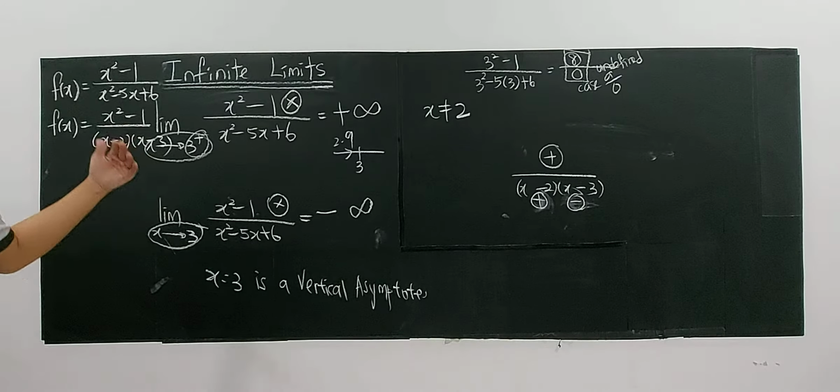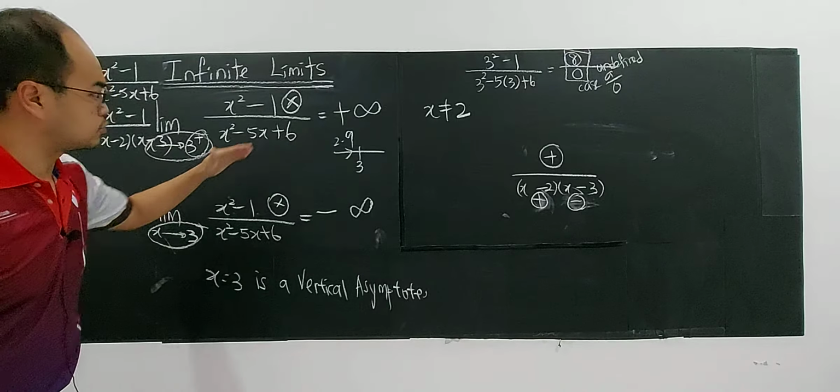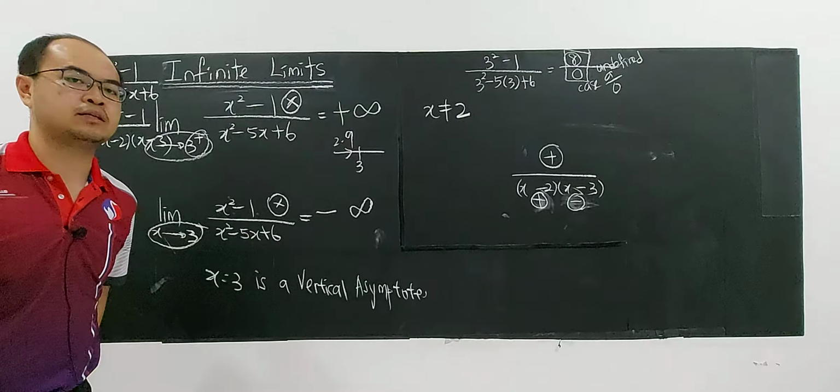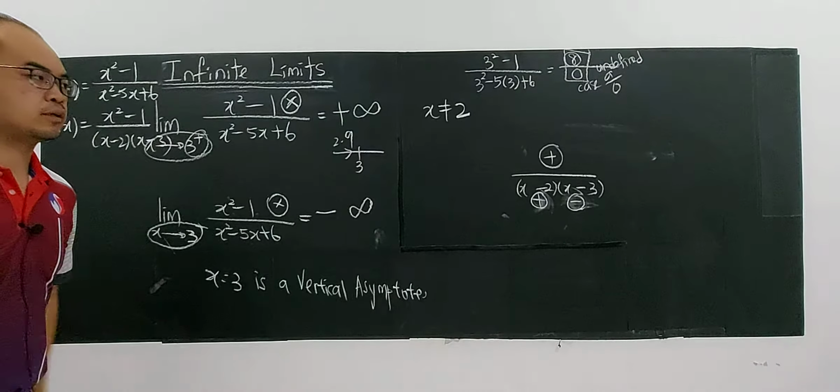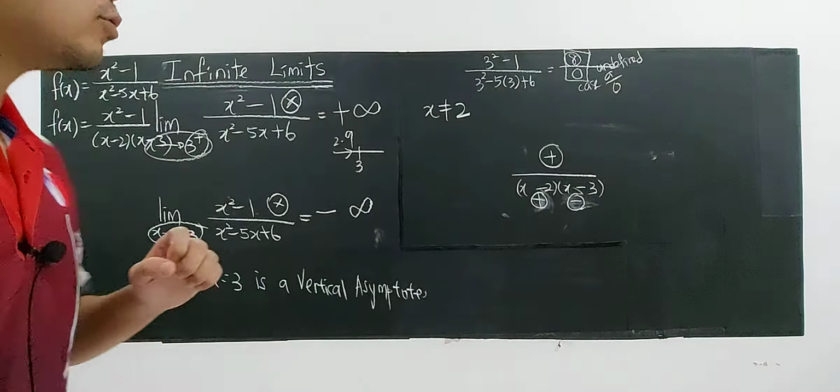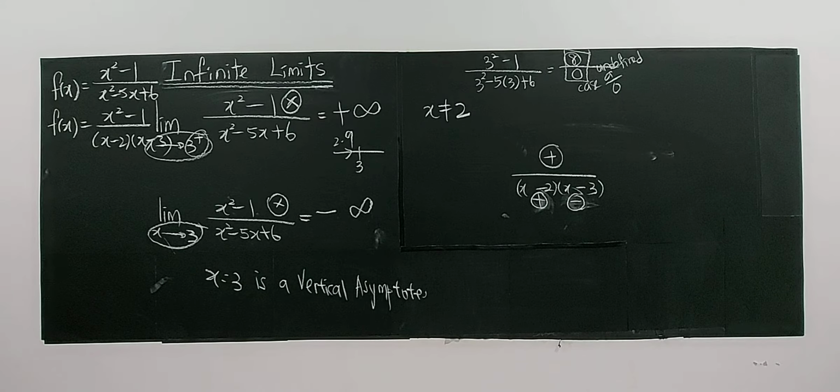So now I have already proved that for 3, it goes to positive infinity and negative infinity. Now it's up to you to prove that 2 is an asymptote here. So you do it first, then you see how I prove that 2 is also an asymptote.